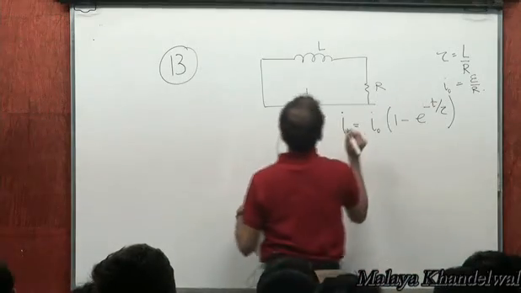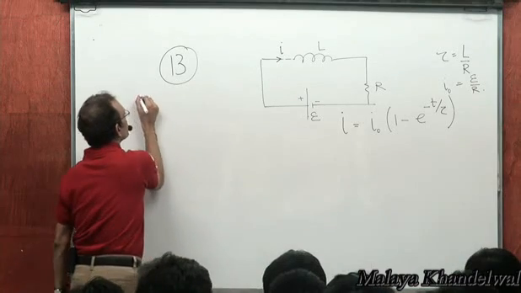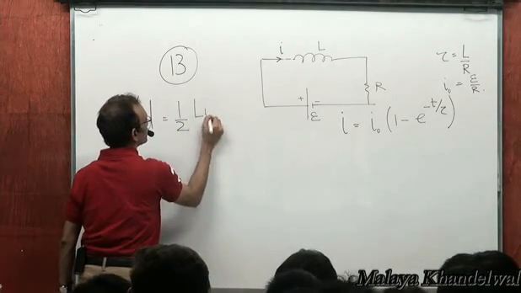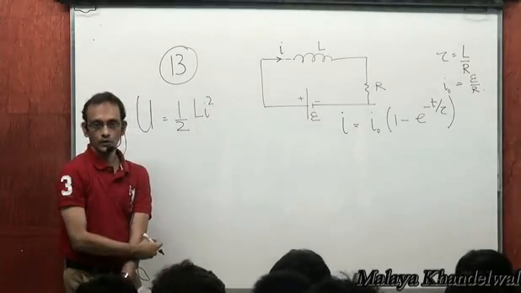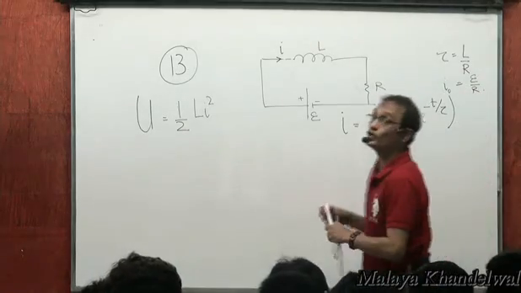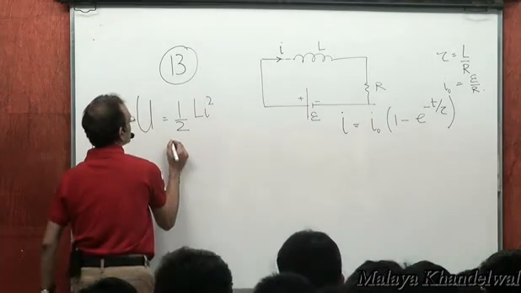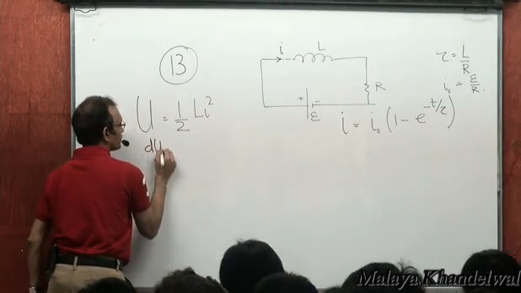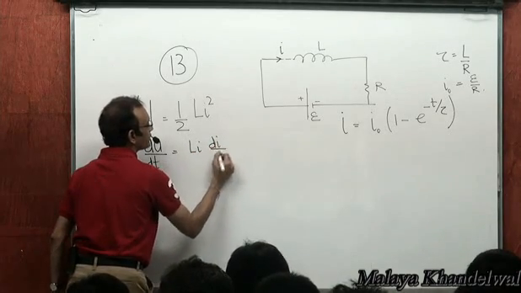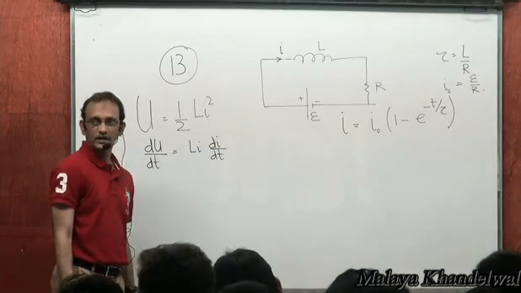Now, if at any given instant the current through the inductor is I, then what's the energy stored in the inductor? Half L I squared. We are seeking to trace dU/dt versus t. Half L I squared means dU/dt is going to be L I dI/dt.